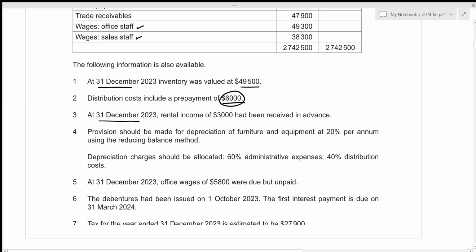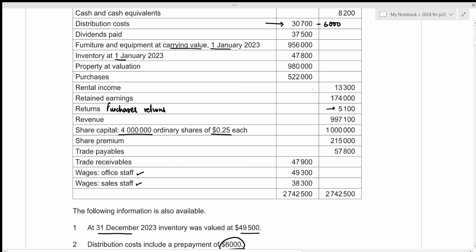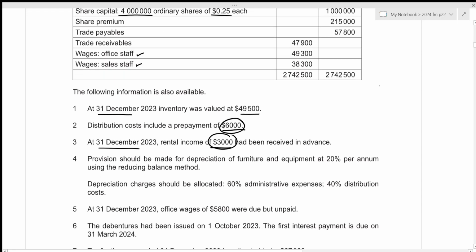Then at 31st December 2023, rental income of 3,000 had been received in advance. Again, the same thing as above, but in this case, we're talking about our income. Still, this 3,000 is the income in advance, which means that this 3,000 is actually the income for the next period, which is why we need to subtract it from the rental income for the current year. So the rental income is right here. That's 13,300, out of which 3,000 is the income received in advance.